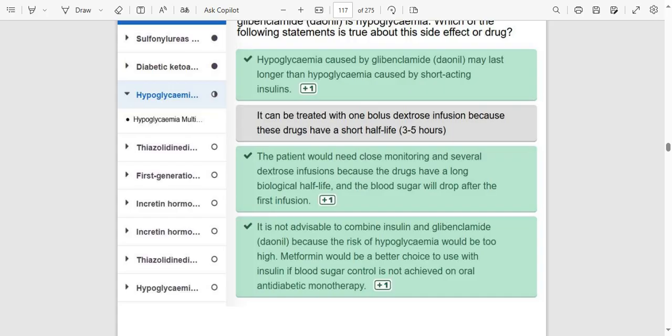It is not advisable to continue to combine insulin and glibenclamide because the risk of hypoglycemia would be too high. Metformin would be a better choice to use with insulin if blood sugar control is not achieved on oral antidiabetic monotherapy. And yeah, we need to take note of this. Anyway, let me allow if someone wants to comment why this statement is true. Why is it not advisable combining antidiabetics?